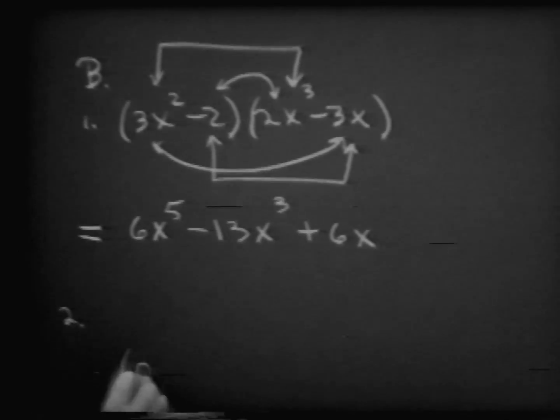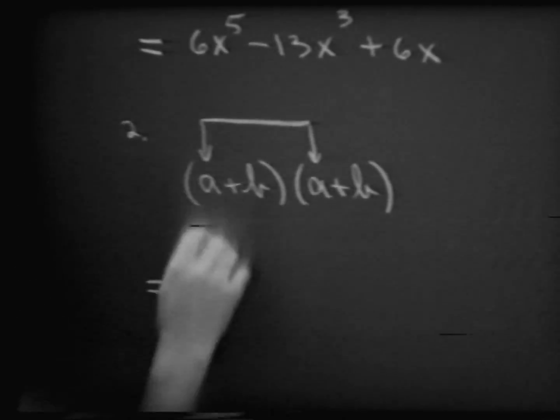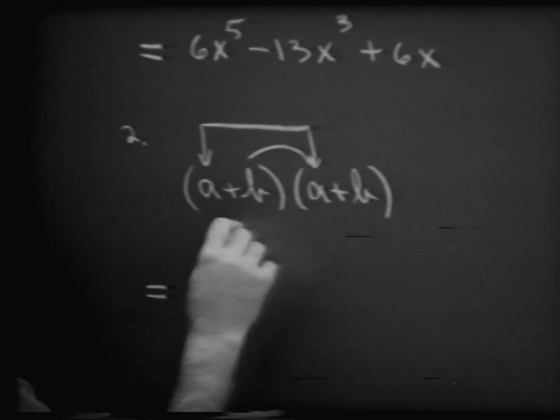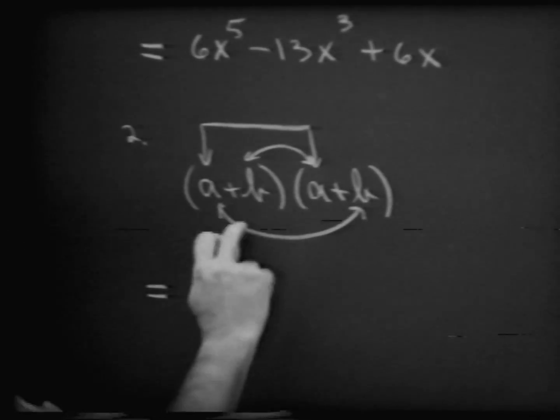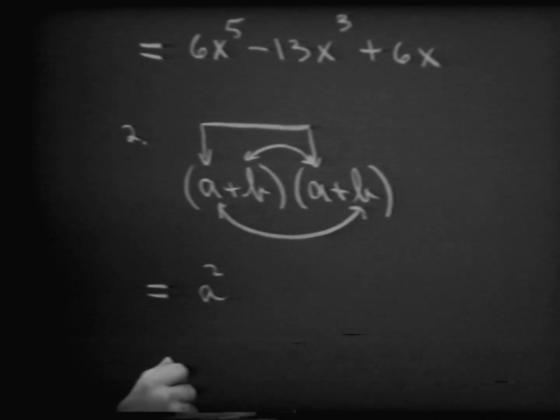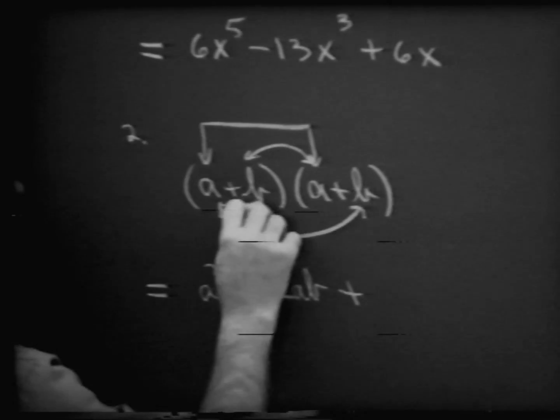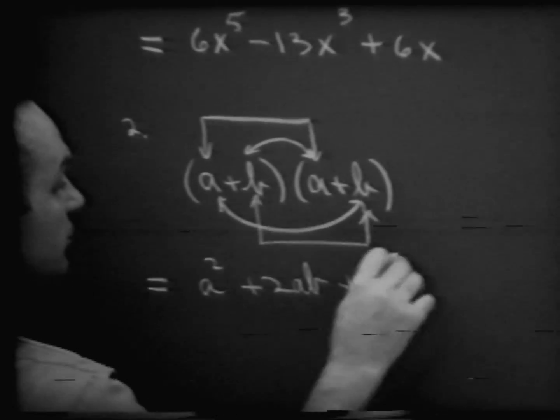Perhaps the case of, say, a plus b times a plus b is more of a pattern that we're going to be interested in. If we look at this, you say to yourself, oh yes, a times a is a squared, and then there's b times a, which is a times b, and here we have another a times b, and the sum of that product is going to be plus 2ab, and then finally we have the product of these last two terms, which is b squared.